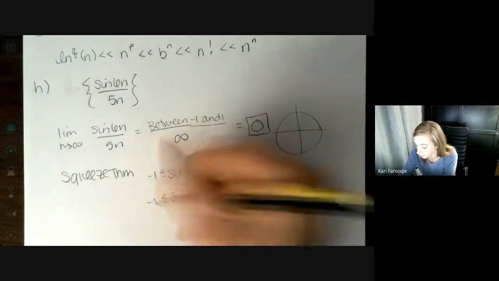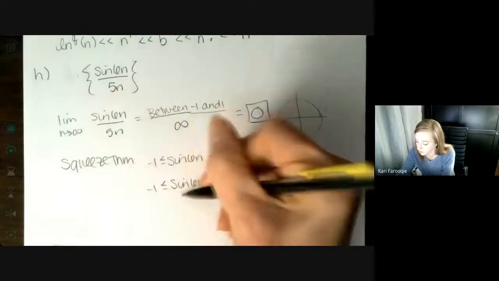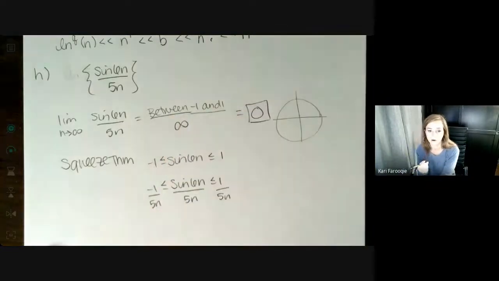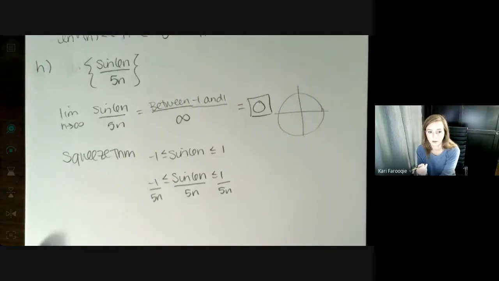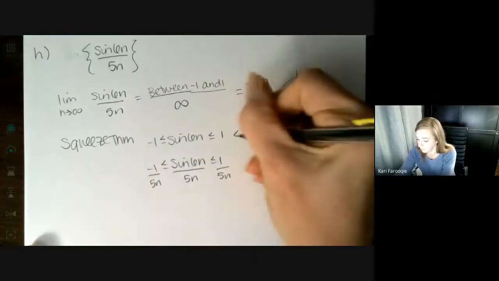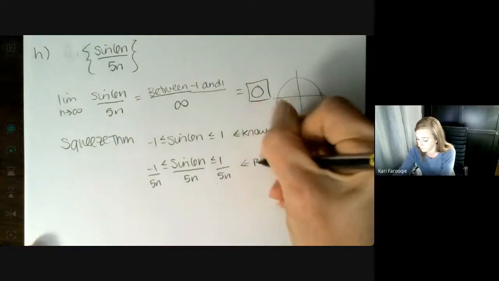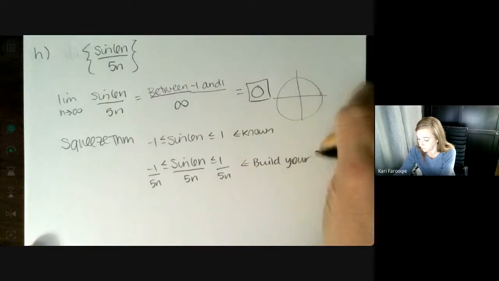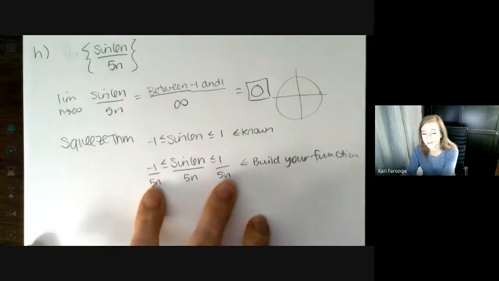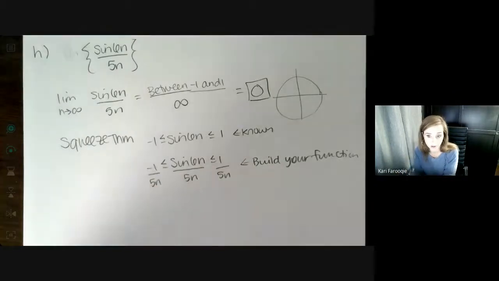Now what you're going to do at that point is you're going to create your function from that. So if that's true, I'm writing this again because it's important that you see the whole thing. I can create my function by dividing by 5n in all three parts of the inequality. So to use the squeeze theorem, you start out with something you know that relates to your function, and then you build your function. And if the lower limit and the upper limit match, then you can conclude that the limit of the function in the middle must be the same.